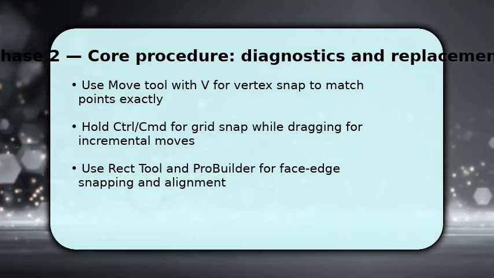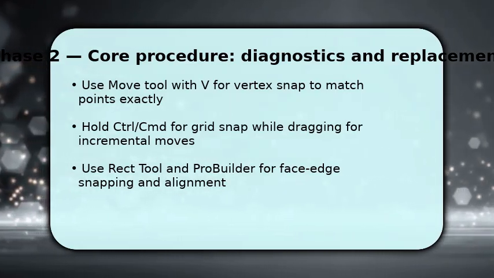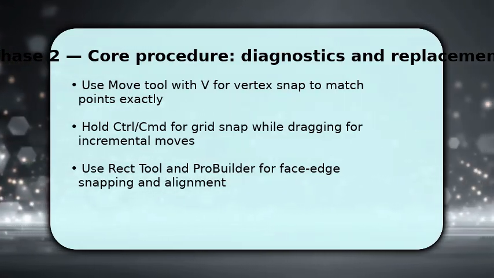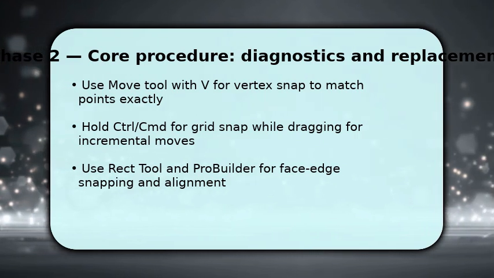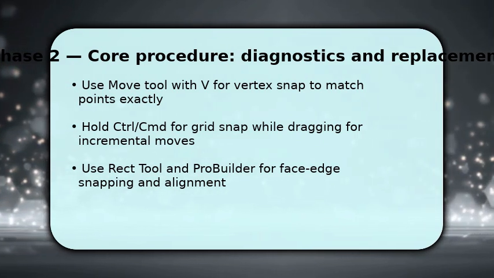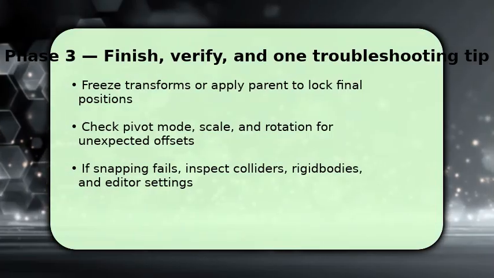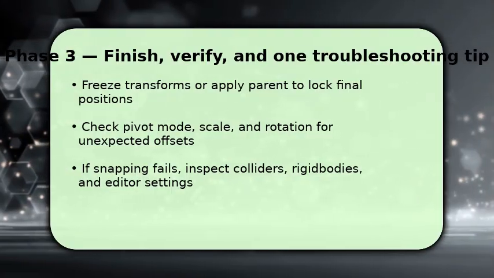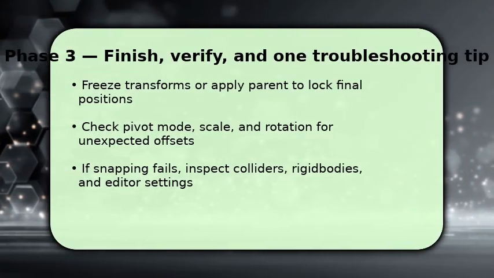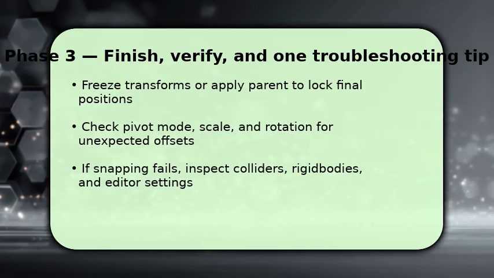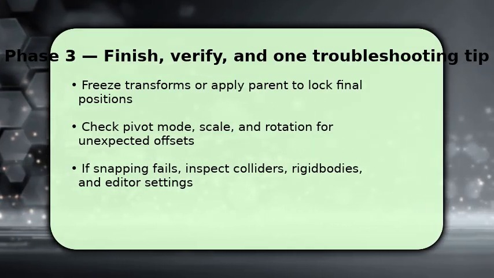Make sure Pivot vs Center mode is correct, because it changes how objects lock into place. To finish, lock in positions and verify transforms. Apply parent objects or reset and freeze transforms so children keep their snapped placement. Rotate and scale checks are essential. Ensure pivot mode is set intentionally because center versus pivot changes snap results.